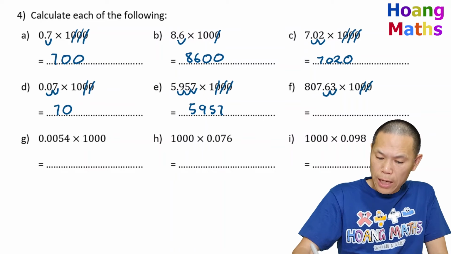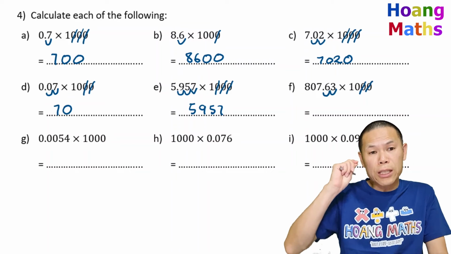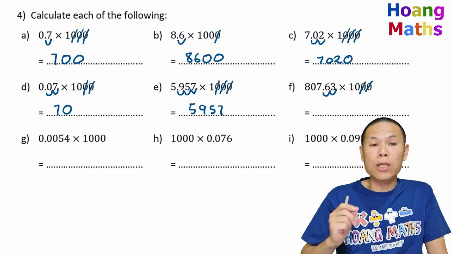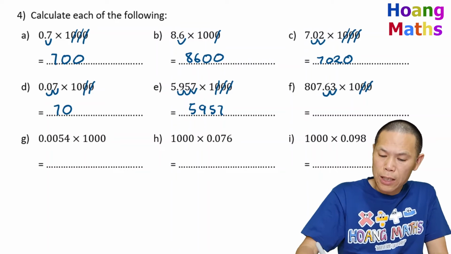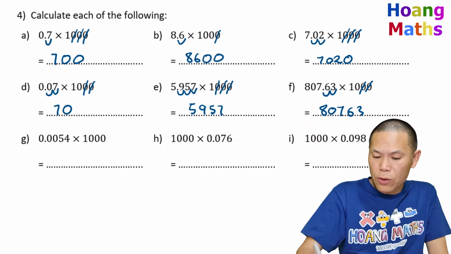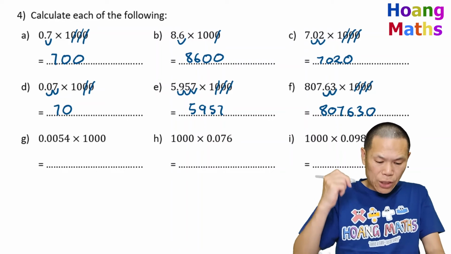Another 1, we cancel. So that becomes 80763 times 10. So that becomes 80763, and we just add a 0 at the end. So 80763, and this 0, we just need to write this down. So there you go.